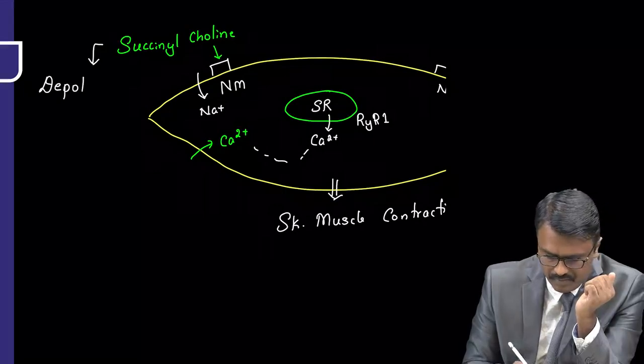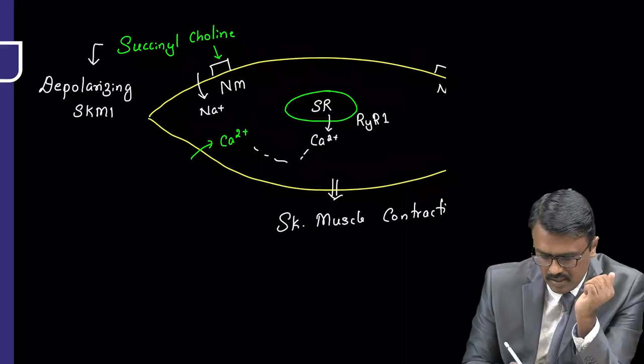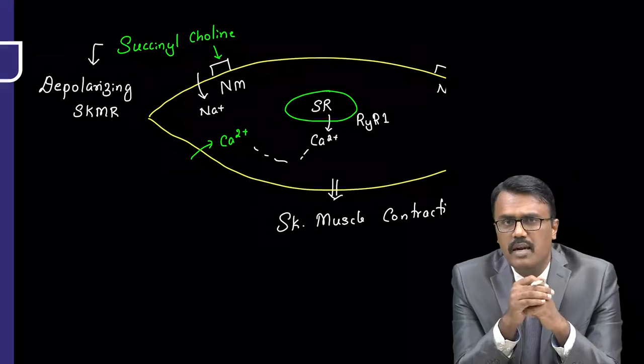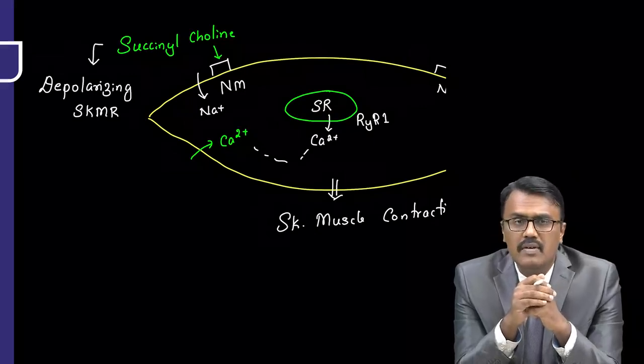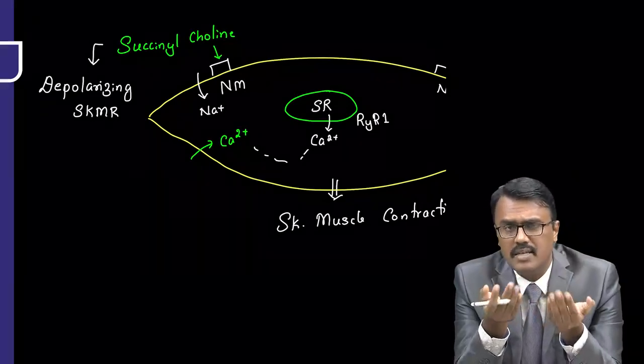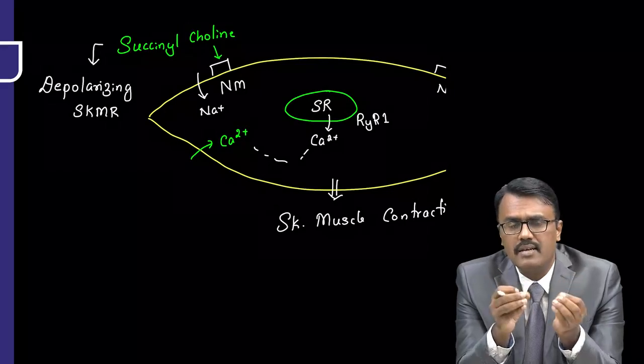So succinylcholine is also called a depolarizing skeletal muscle relaxant. That means initially it will allow the entry of sodium and calcium. Later it will desensitize the receptor, and that's the reason it is called depolarizing. It acts like acetylcholine only.